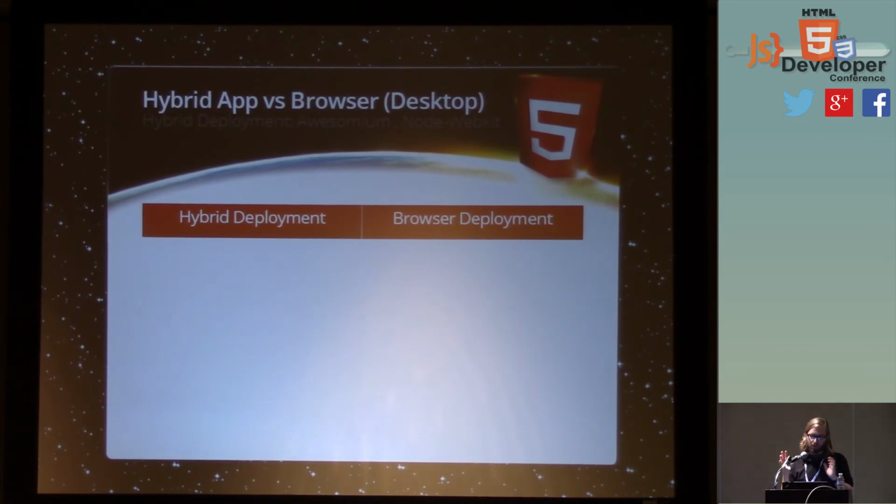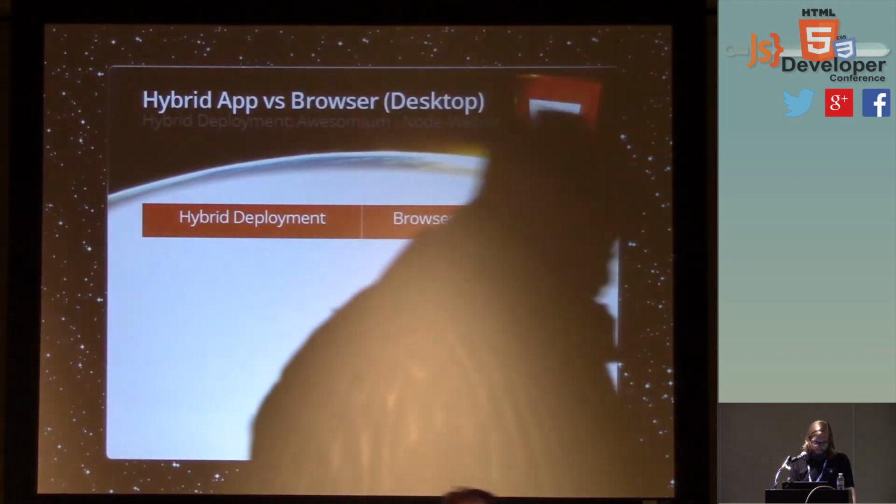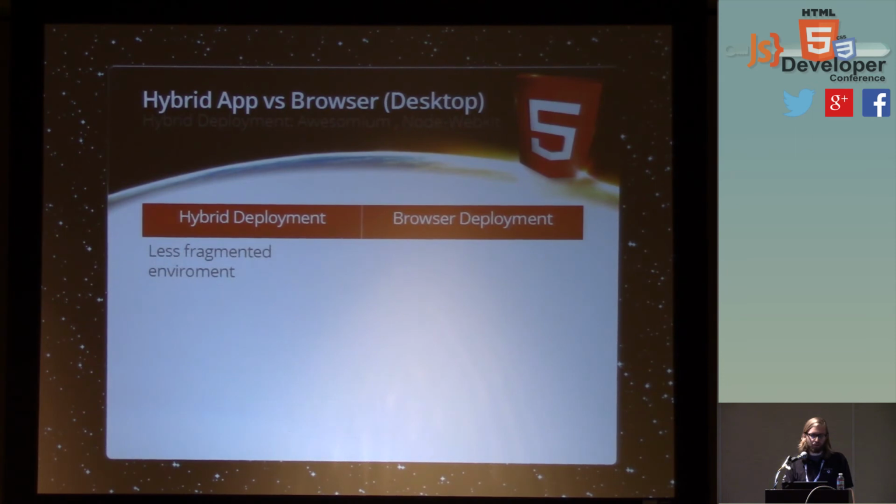Now this is hybrid deployment on desktop. The previous was on mobile. There are two ways that I know of. I'm probably sure there are more, and I'm sorry if I didn't mention them. Osmium and Node WebKit. Basically, they take a version of Chromium and package it in an executable or a DMG, and you can actually have an executable of an HTML5 game sitting on your desktop with an icon, which is really cool. There's a less fragmented environment when you do that.